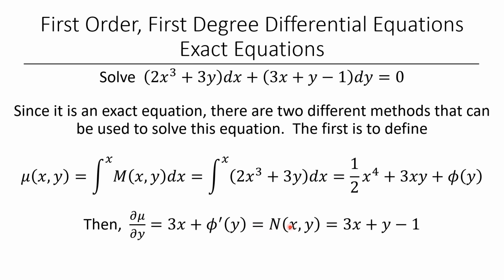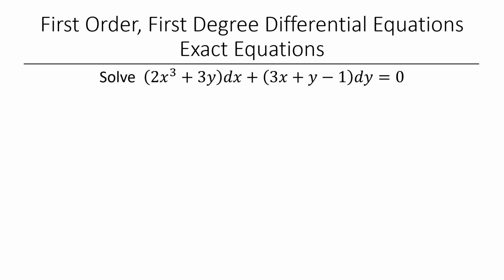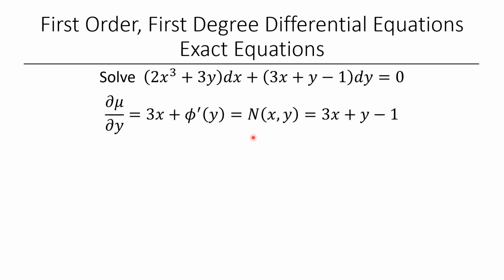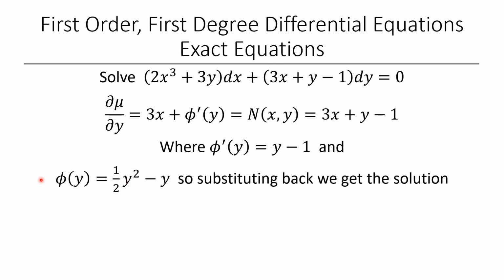And so now we want to set this equal to our N function that we had defined earlier, which is 3x plus y minus 1. Now we should be able to observe that we have a 3x on this side and a 3x here, so we could cancel those out. What we're left with then is the derivative of our y function is equal to y minus 1. So we should be able to get back to our original function by taking the integral of this with respect to y, which gives us 1/2 y squared minus y. That's just the simple integral of this function here.